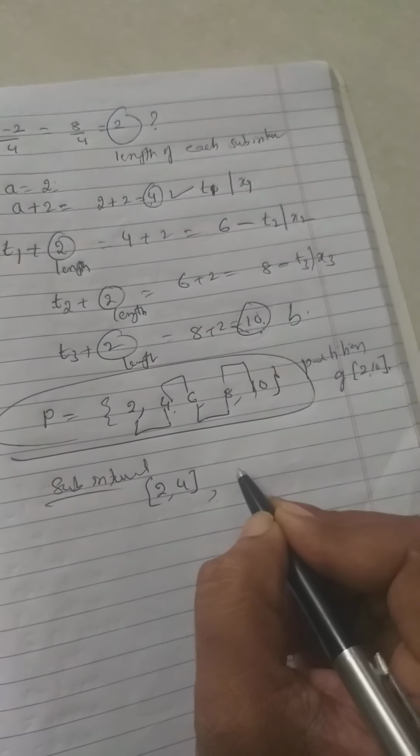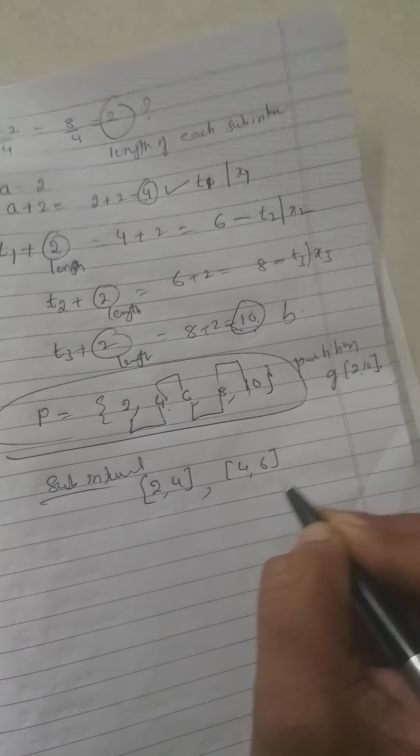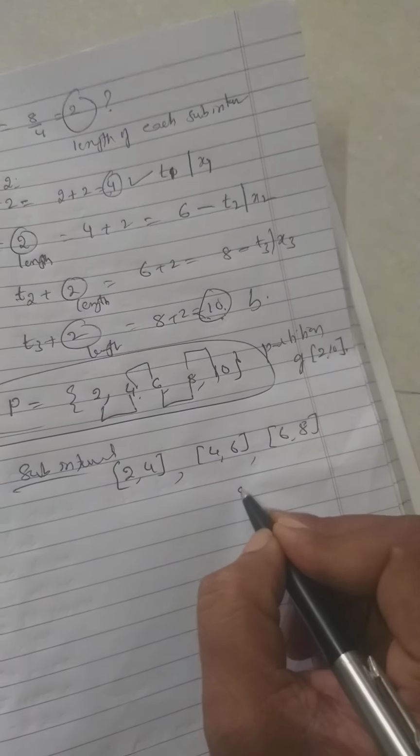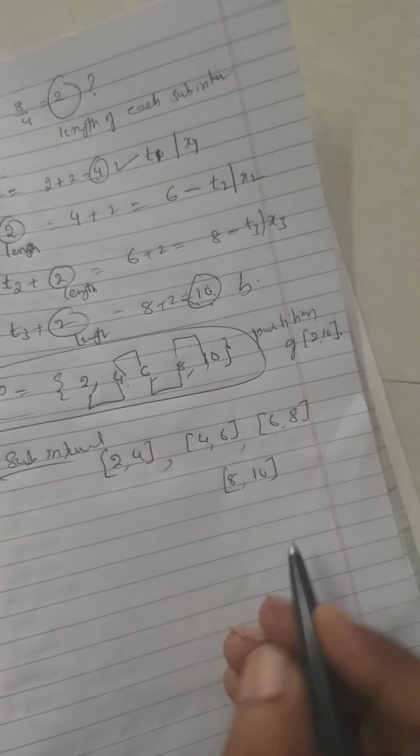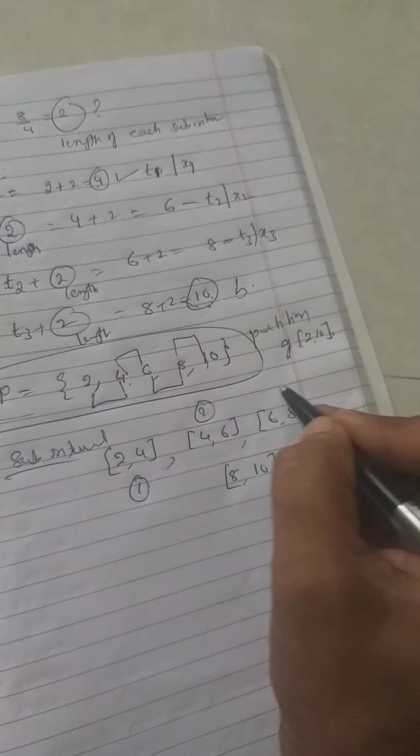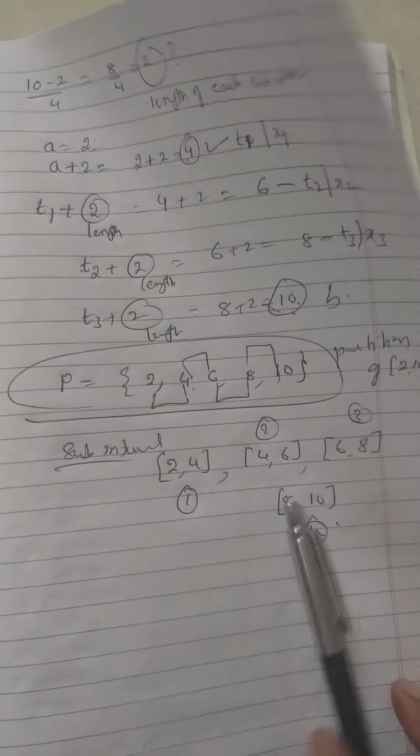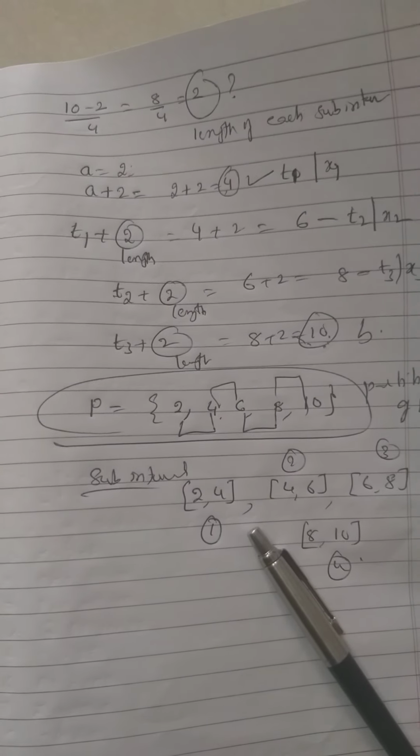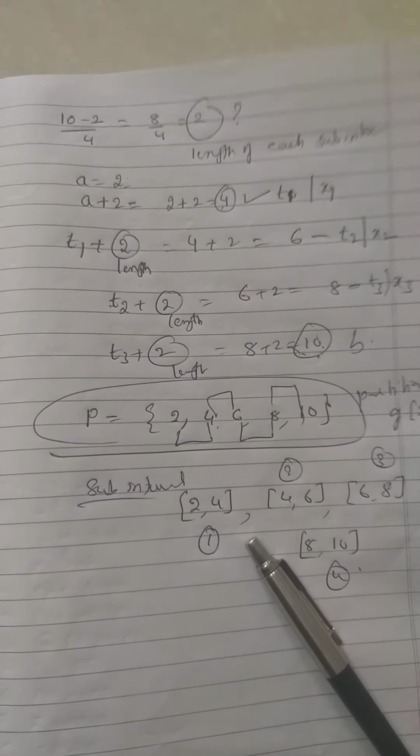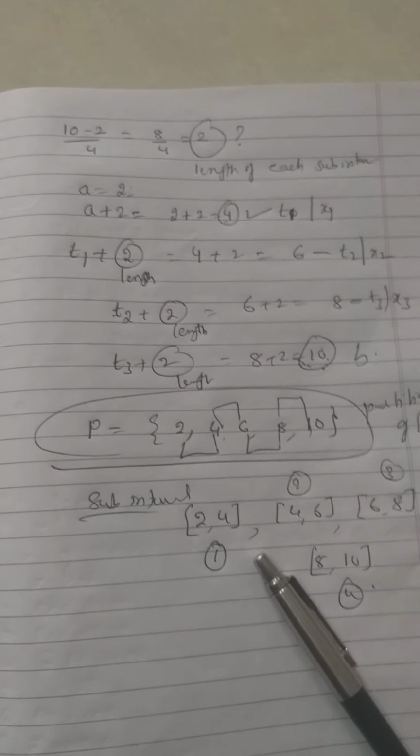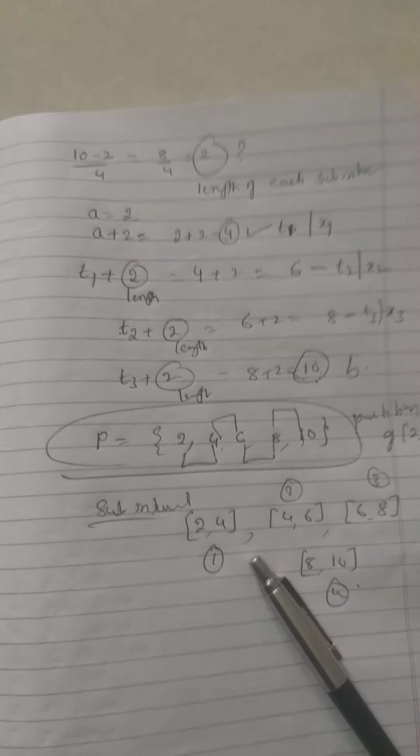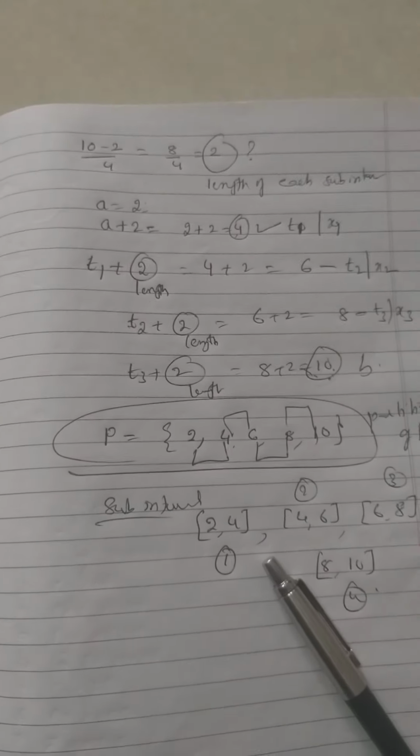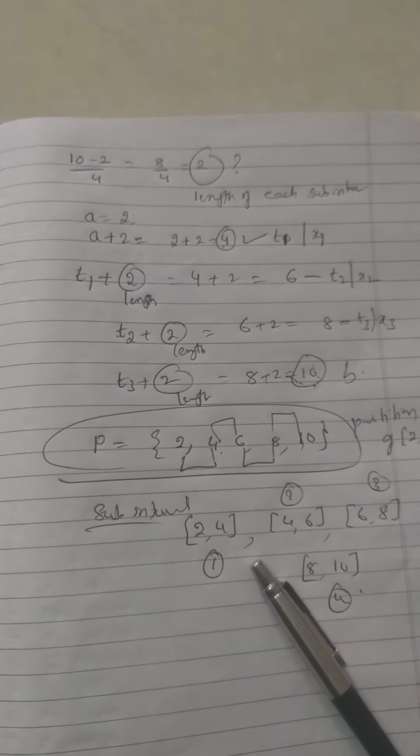[2, 4] is one subinterval, [4, 6] is another subinterval, [6, 8] is another subinterval, and similarly [8, 10]. How many subintervals are there? 1, 2, 3 and 4. We got 4 subintervals. That means if a closed interval is given to you and you want to find 10 subintervals, what we have to do? (b minus a) by 10. Suppose the question is to divide the closed interval into 20 subintervals, then (b minus a) by 20.